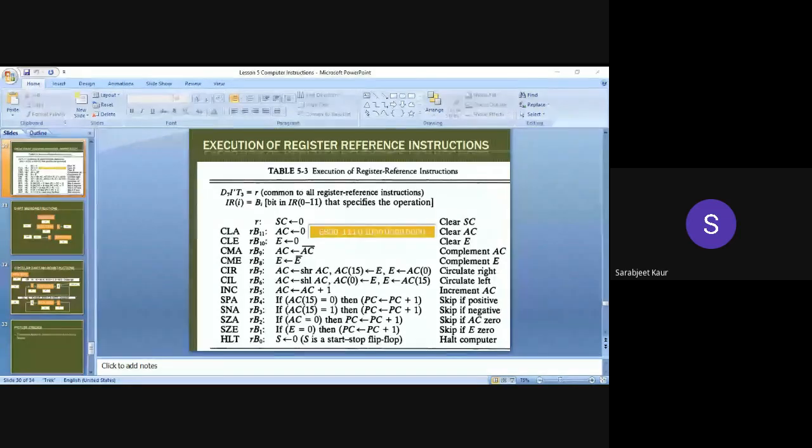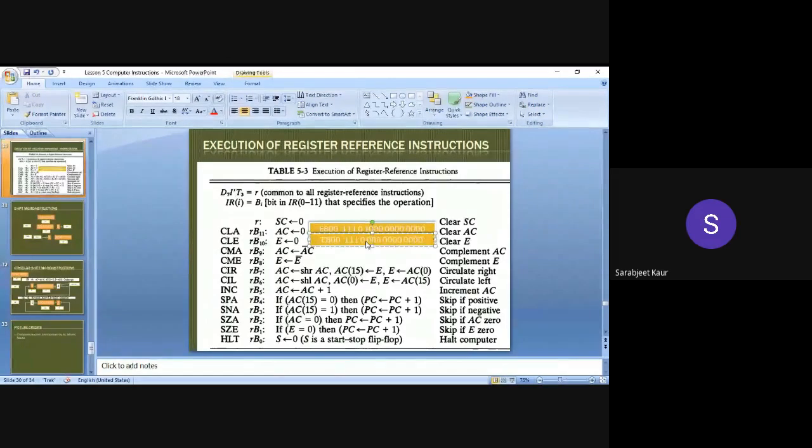So how do I specify clear E? I simply put all the bits to 0 except for B10. So this B10 could be turned to 1. So you can see this here. So for CLE, this will become, okay, right? So what does this become?